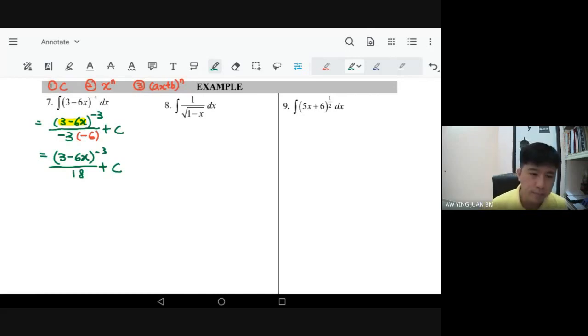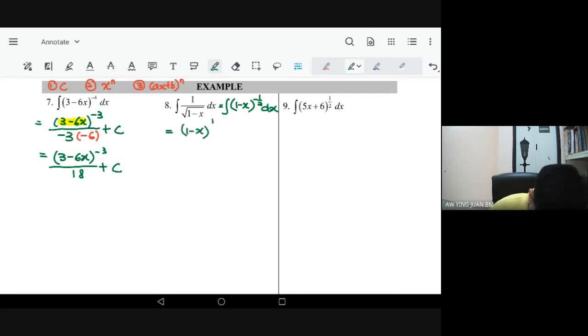Number 8. So, saya akan tulis semula, integrate 1 minus x to the power of negative 1 over 2 with respect to x. So, you nampak tak? Saya cuba untuk modify dia supaya balik semula ke format nombor 3 itu. Integrate 1 minus x to the power of 1 over 2. Harap faham kenapa 1 over 2? Sebab saya plus 1. So, 1 over 2. Kemudian, jangan lupa, the internal function, differentiate ini.